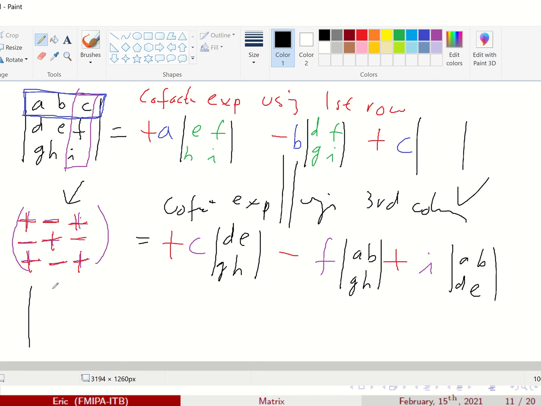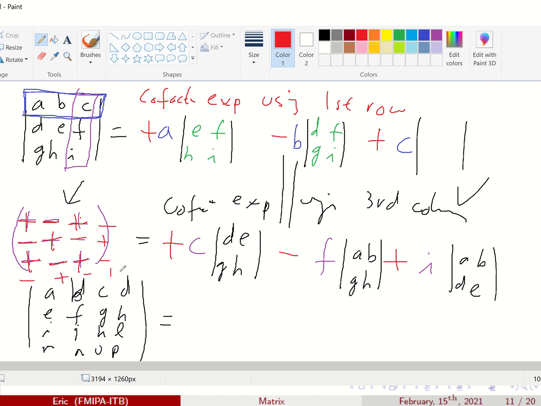But what about if you have a determinant of 4 times 4? H, I, J, K, L. Don't forget it should be a square matrix. M, N, O, P. Is this true? Yes. So the same. You have to find the signs first. You have to expand this: plus minus plus minus, minus plus minus plus.